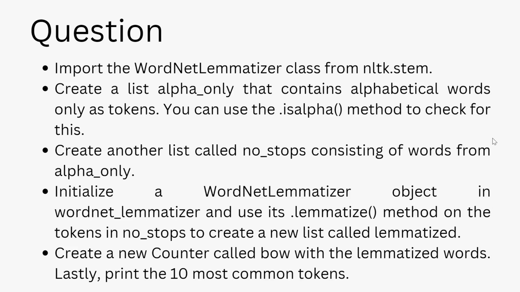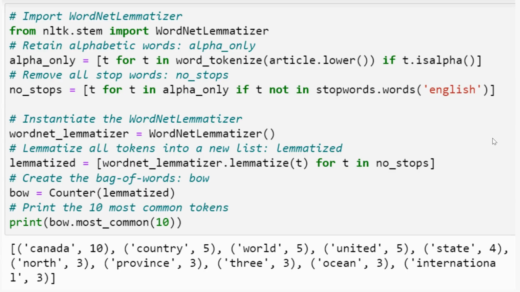Initialize a WordNetLemmatizer object and use its lemmatize method on the tokens in no_stops to create a new list called lemmatized. Create a new Counter called bow with the lemmatized words. Lastly, print the 10 most common tokens. So you can hold for a while and try this question on your own. And here is a solution.